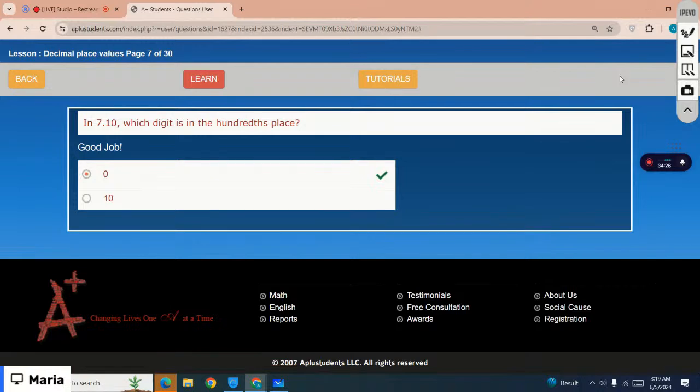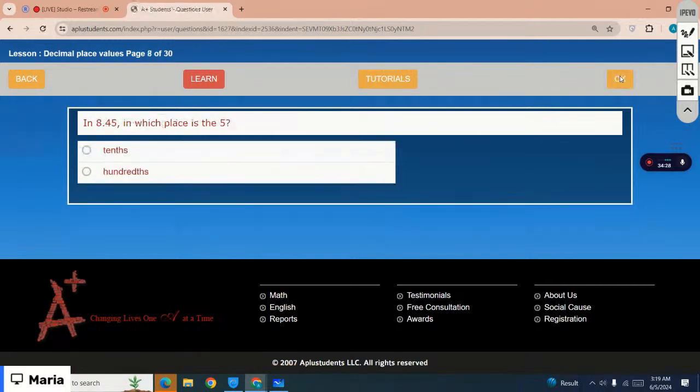Okay, the next one is, in 8.45, in which place is the 5? The correct option is hundredth.